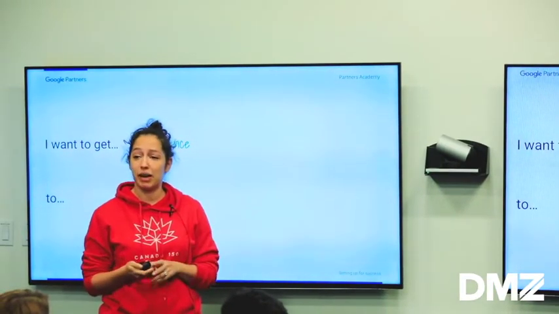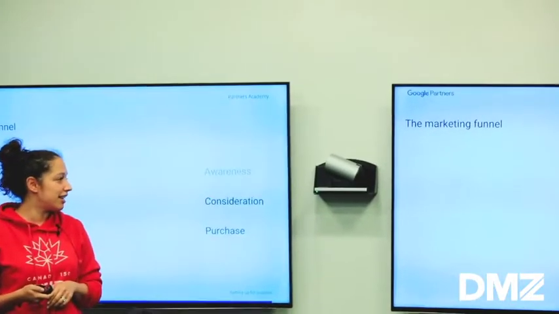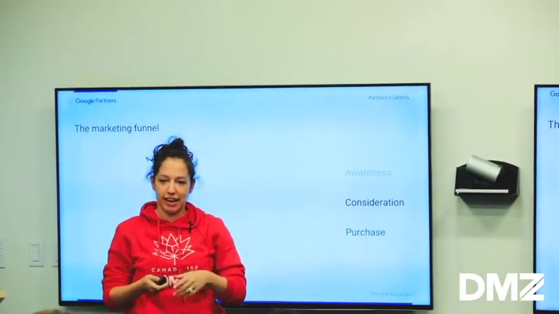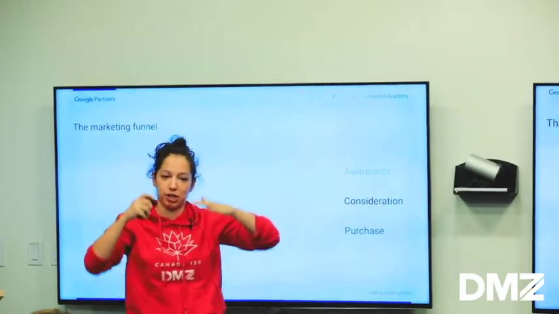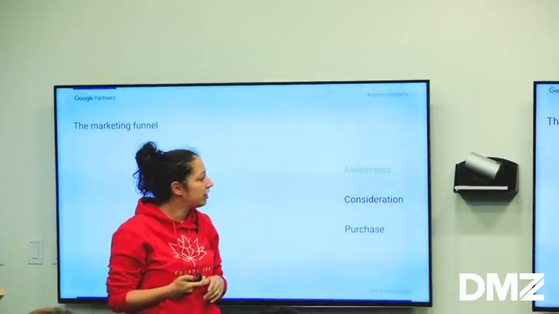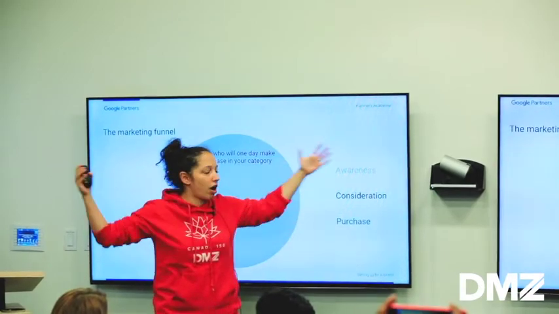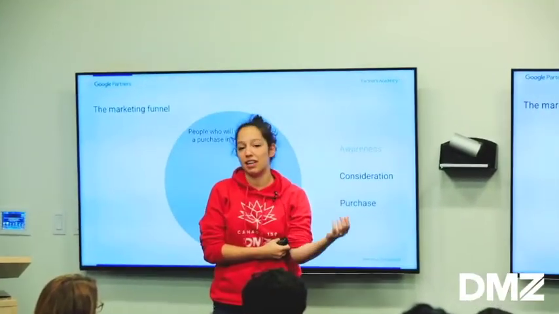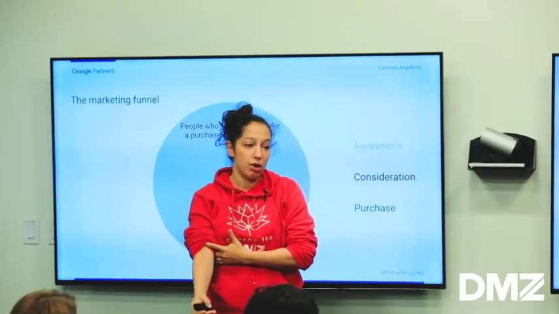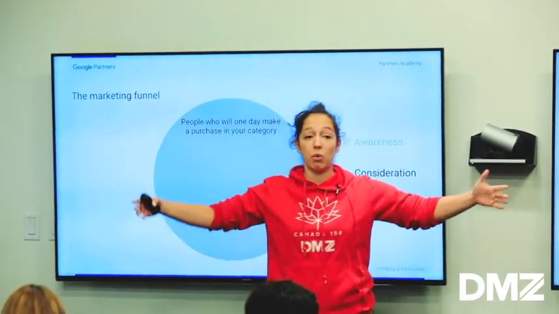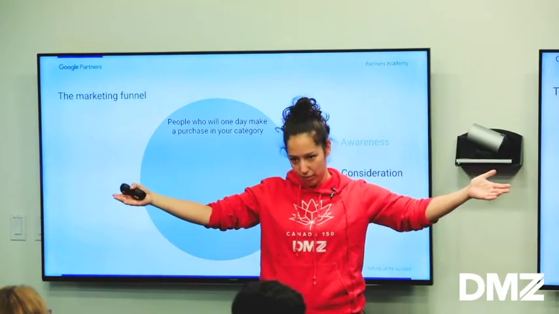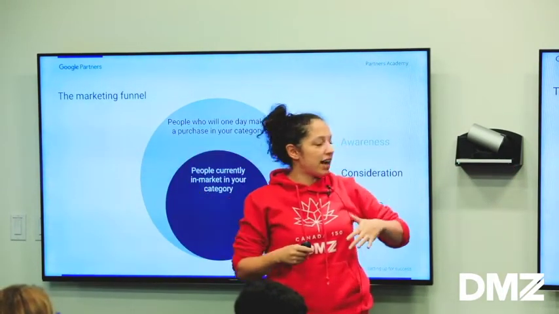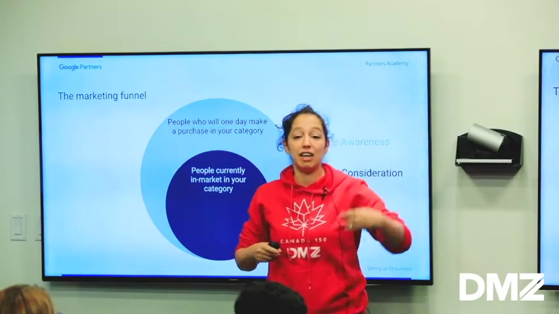And for your business, you might have multiple audiences at different stages in the funnel. We've all seen a marketing funnel before, right? A colleague of mine actually shows this in terms of bubbles, which I think is helpful. So the biggest possible bubble of people you'd want to reach with awareness is people who will one day make a purchase in your category. So if you sell shoes, people who might one day buy shoes, AKA everybody. Biggest addressable market. And then a subset of that is people who are currently in market in your category.